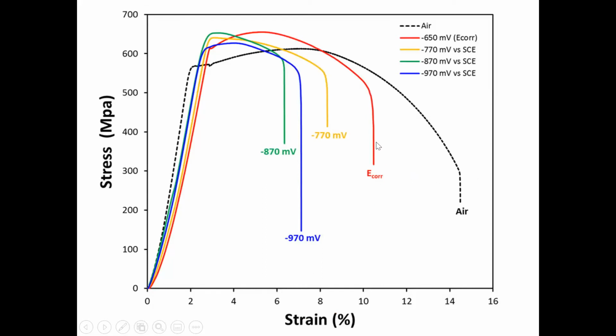So what's going on here is that as we apply the cathodic potential, we're making the material less ductile. It's breaking with less percentage strain, and we are increasing the ultimate strength, and we're making the material more brittle, and we're making it crack with less elongation.